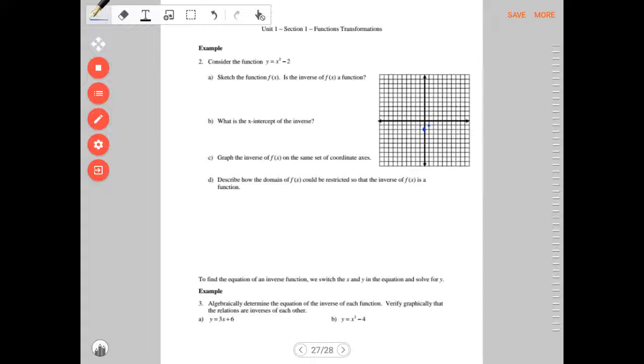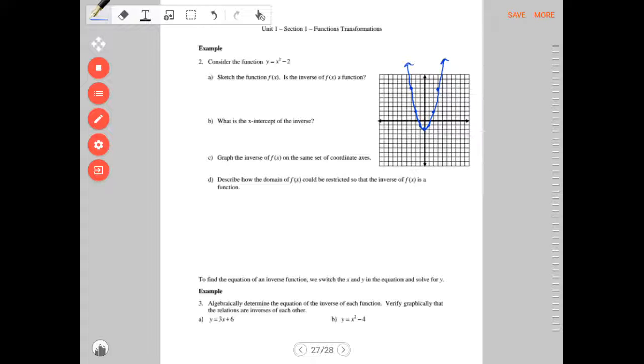Over 1, up the odds. So over 1, up 1. Over 1, up 3. Then over 1, up 5. So that is a pretty accurate sketch of this graph.